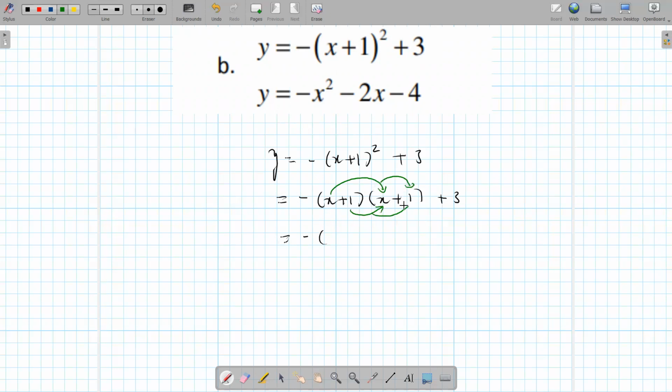What do we got here? X to the power of 2. Plus x. Then you follow the arrows on the bottom. So you do plus 1 times x, so plus x. And then finally you do plus 1 times plus 1, which is a 1. Like that.